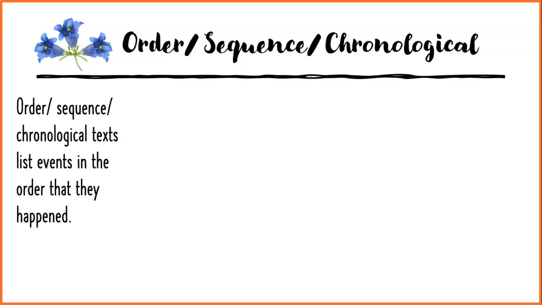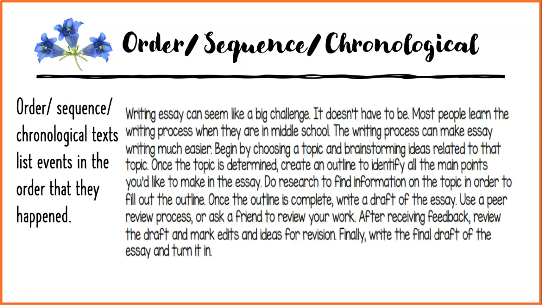Our last text structure is order or sequence or chronological. You'll hear it called all three things. Order, sequence, or chronological text lists events in the order that they happened, or in the steps that you have to take to make them happen. So here's our example passage.